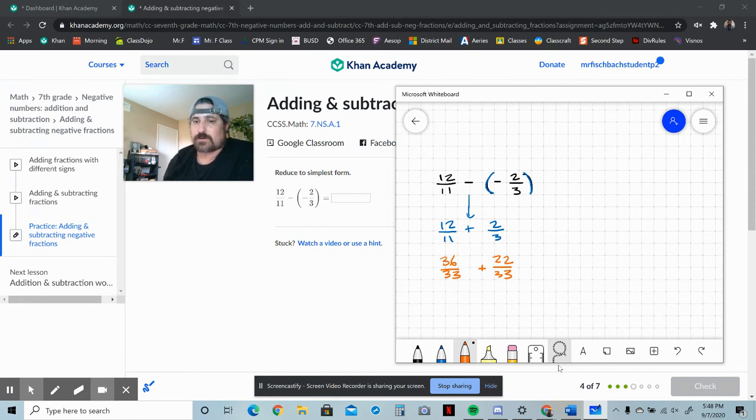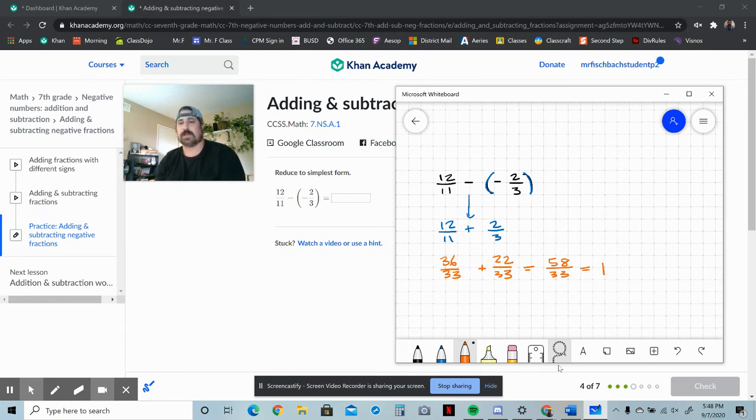If you visualize a scoreboard, everything's on the positive side. When the sign's the same, you just find the sum. You just add them up. So what is 36 plus 22? That's going to be 50 plus 8, so 58. All over what? 33. And then how many times does 33 go into 58? One time. What is 58 take away the 33? If I was doing that, I'd build up. So from 33 to 40 is 7. And then from 40 to 58 is 18.